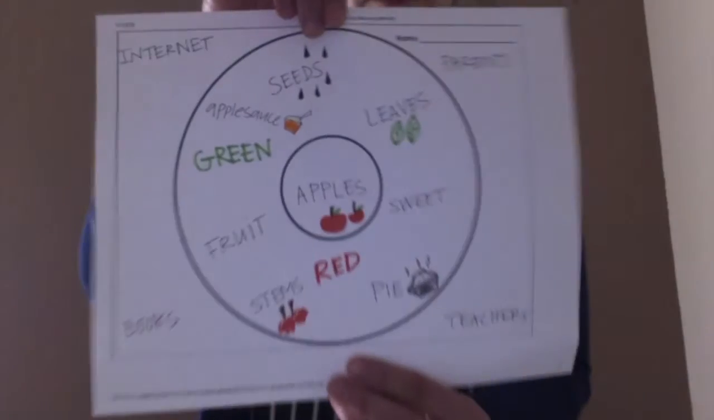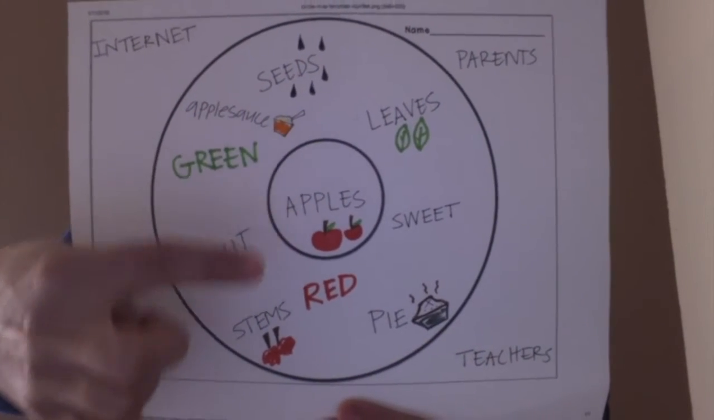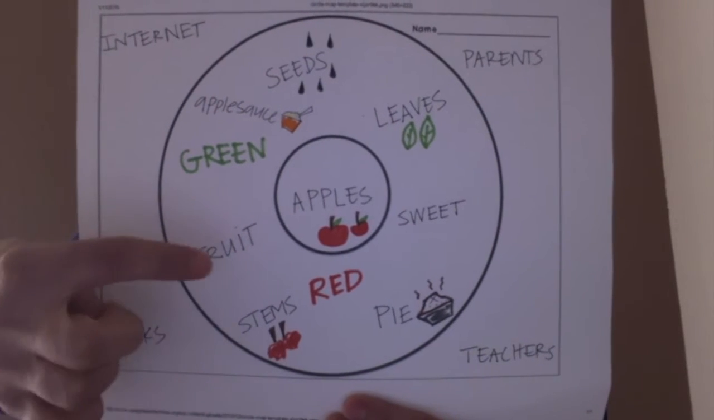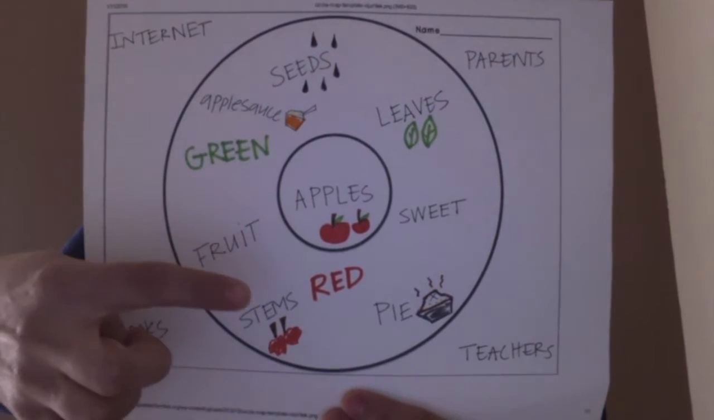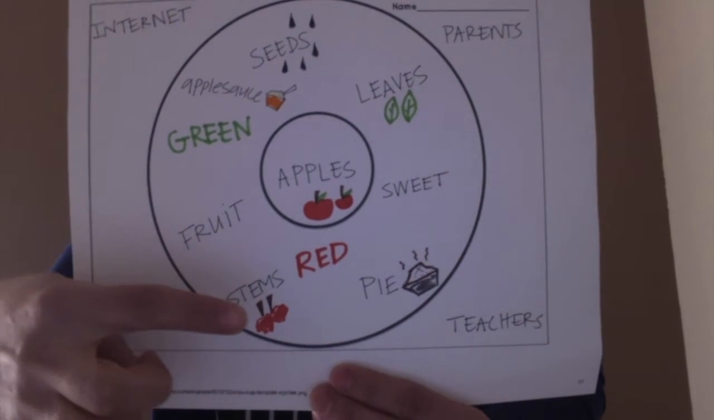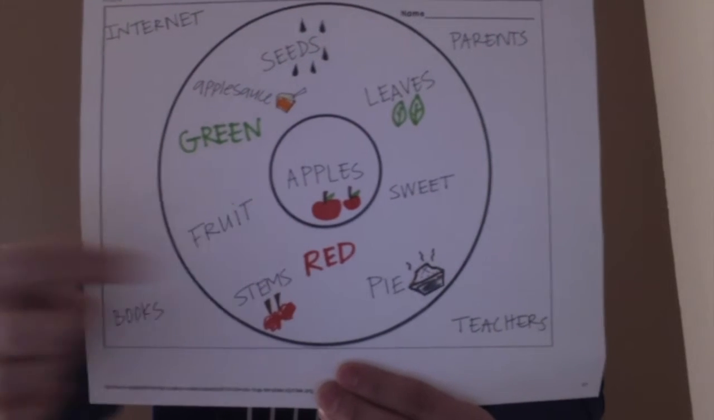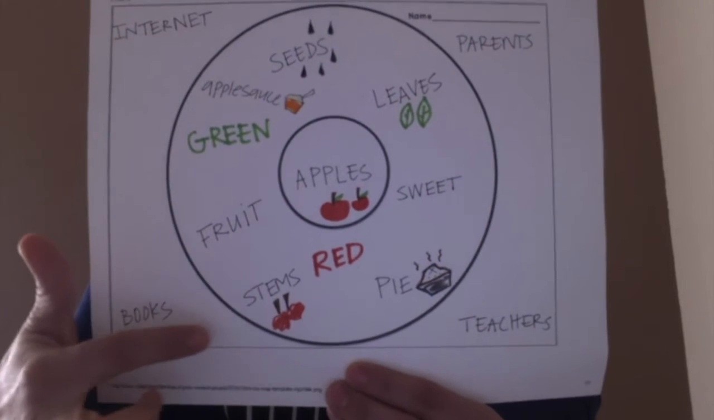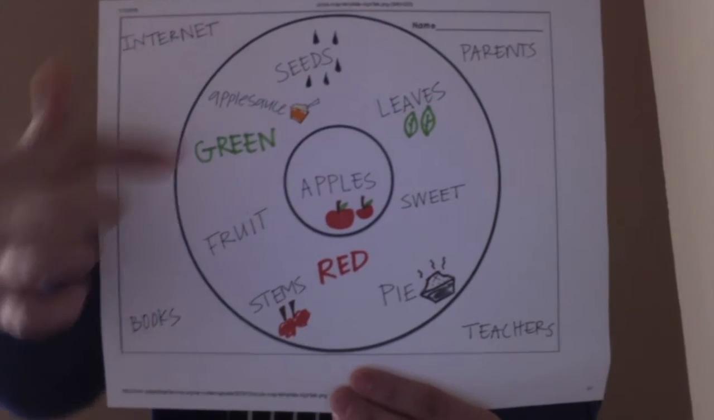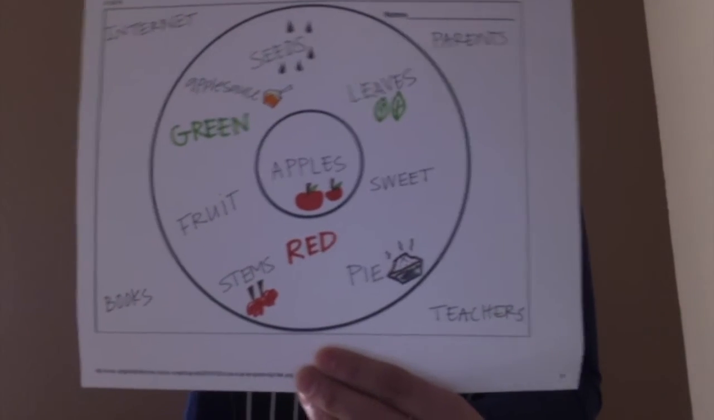Then I have apples. So the apples is the main idea, and once again, you don't have to put just words. You can use visuals and draw pictures if you want to answer it that way, so the student will understand that, and then apples for the visual. And then, once again, where would they find information about apples? With the internet, books, teachers, or even right here, parents.